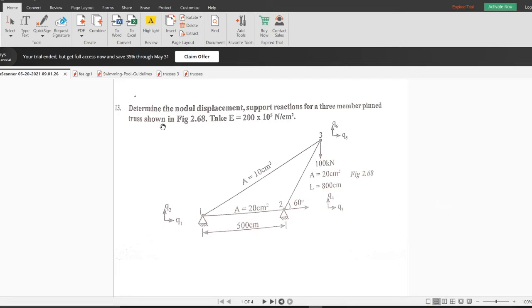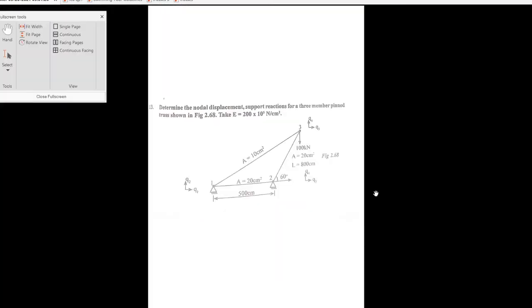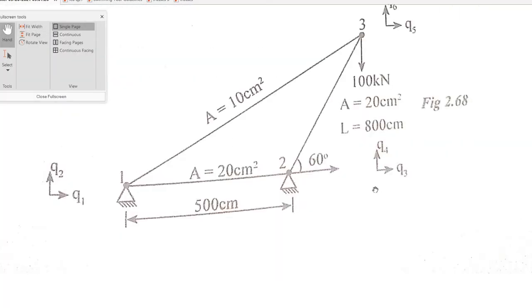We are moving to the next problem. Yesterday we did two problems, I think. We are moving to this problem today. Determine the nodal displacement and support reaction for a three-member pinned truss shown in the figure. Take E equal to 2 into 10 raised to 5 Newton per centimeter square. They are given in Newton per centimeter square.